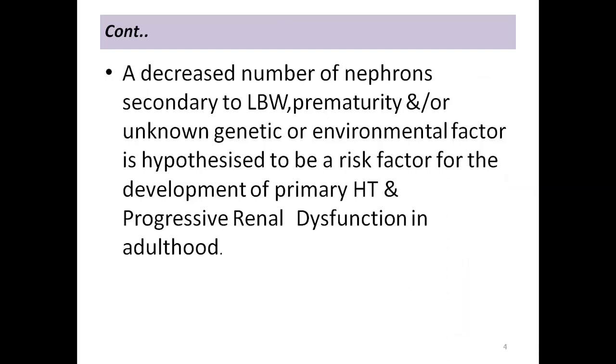A decreased number of nephrons secondary to low birth weight, prematurity, that is premature birth, or any unknown genetic or environmental factor is hypothesized to be a risk factor for the development of primary hypertension and progressive renal dysfunction in adulthood.